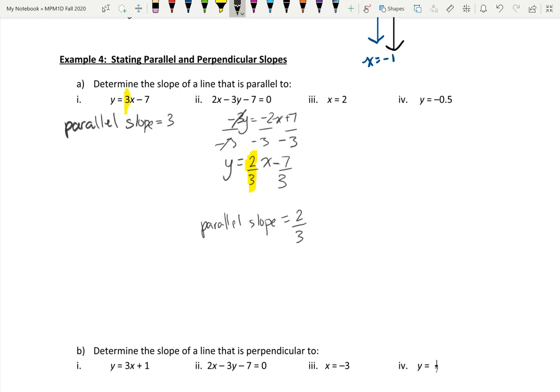Okay, the next one is x is equal to 2. So remember that slopes of a vertical line are undefined. So this parallel slope would also be undefined. It would be another vertical line. And then for question 4, all we know is our b-intercept, which means that this is a horizontal line, which means the slope is 0. So a parallel slope would also be 0. It would also be a horizontal line.